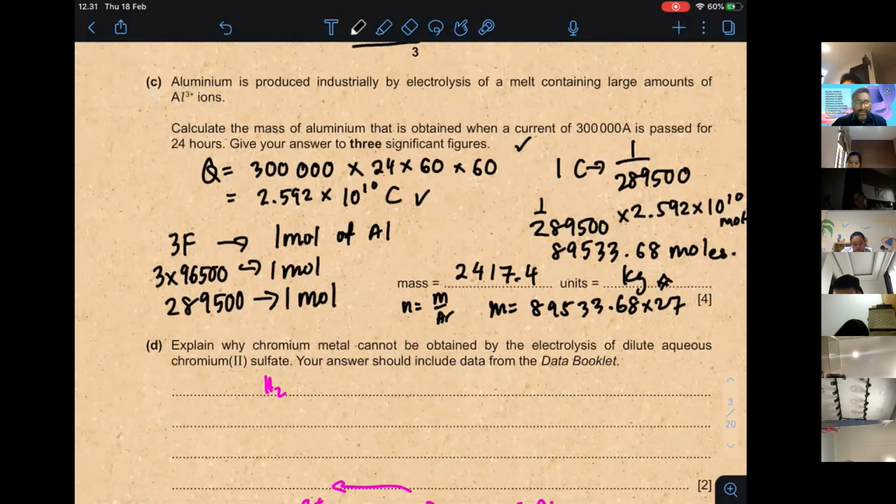Let me check the answer key. Two four two zero. They change it into three significant figures, but there is no mark deduction if you don't change it. Oh, they mentioned over here, I missed this. Yeah, they mentioned it must be three significant figures. So cannot leave it like this. 2420 kilogram.